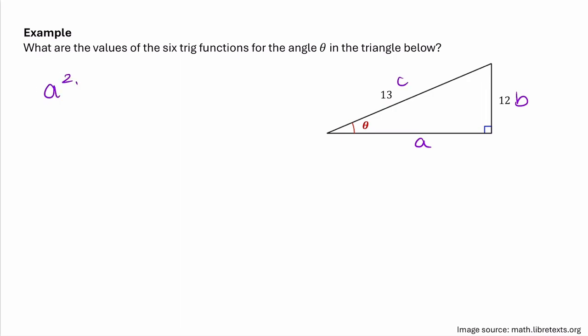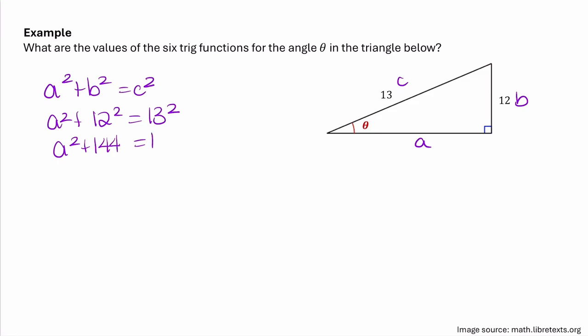So I have a squared plus b squared equals c squared, right? The Pythagorean theorem. So I have a squared plus 12 squared equals 13 squared. Okay, so I have a squared plus 144 equals 169. And then if you do the algebra to solve, you get a squared equals 25. So you have a equals 5. Okay, so we have this missing side.